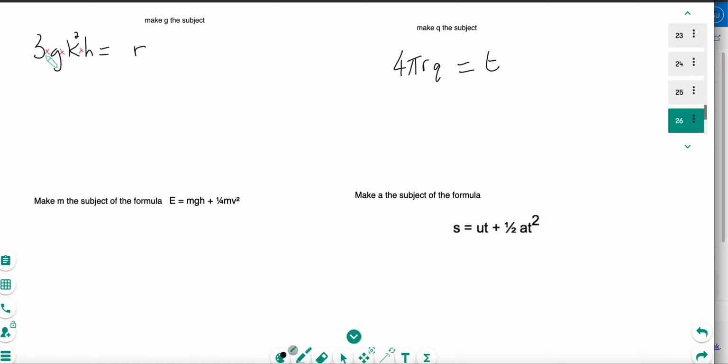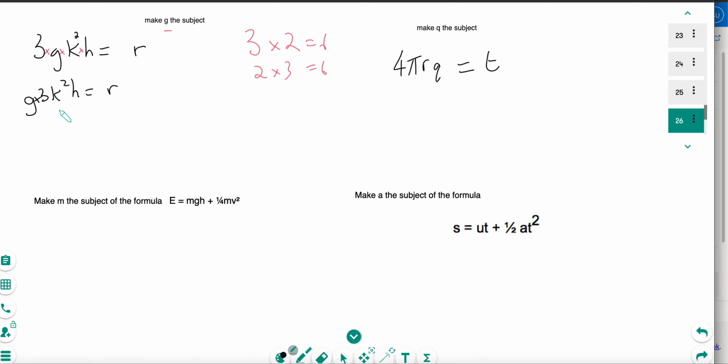When you multiply, does the order of the numbers matter? Is 3 times 2 the same as 2 times 3? Yes, they're both 6. So when you're multiplying terms, order never matters. So if I'm trying to make g the subject, to make it easier perhaps, I'll put g in front. So g 3k squared h equals r. And our goal is to make g the subject. Well, g is being multiplied by 3k squared h.